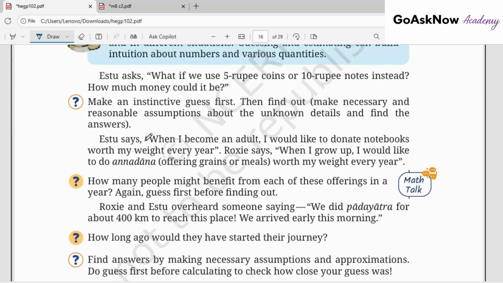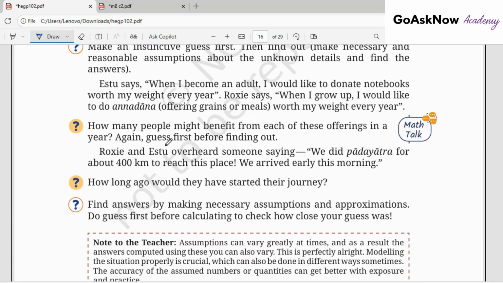Ishu says, when I become an adult, I would like to donate notebooks worth my weight every year. Roni says, when I grow up, I would like to do annadana, offering grains or meals worth my weight every year. How many people might benefit from each of these offerings in a year? Again, guess first before finding out.